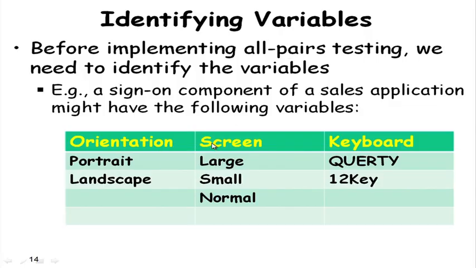So, the first thing is to identify what the variables are. Let us say we have orientation as one of the input parameters, which can take two values, portrait and landscape. We have screen as another parameter which can take 3 values, and keyboard is another parameter which can take 2 values. So, the first thing we do is arrange this table, the input parameter table.